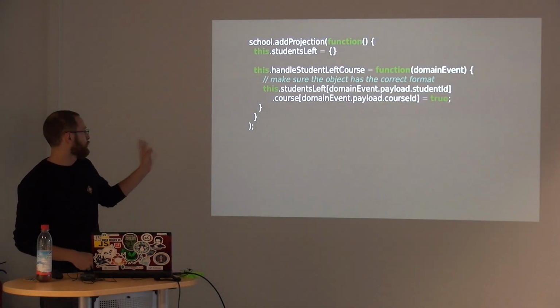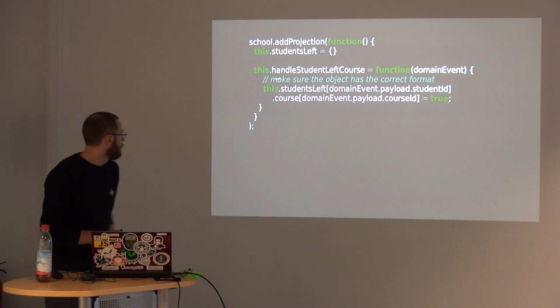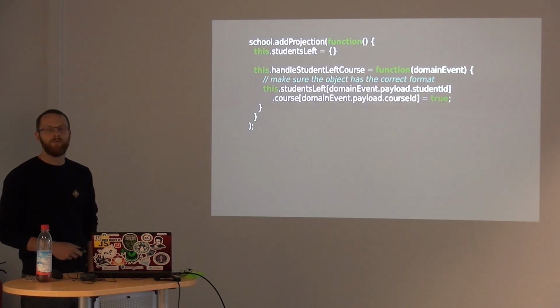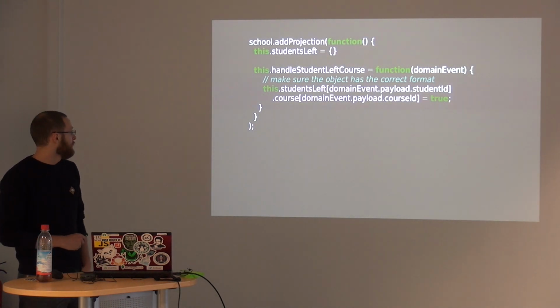That's how a projection looks. It says, this handles student left course. In event-rigged, this will happen by convention. So you just say handle and then the name of the domain event. And if this domain event, student left course, happens, then it will run again against the projection, and you build up this array.